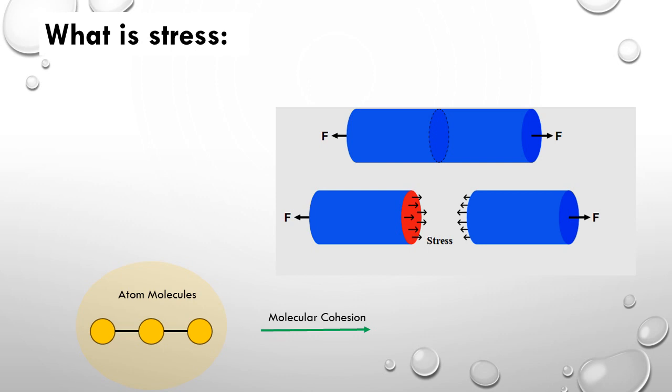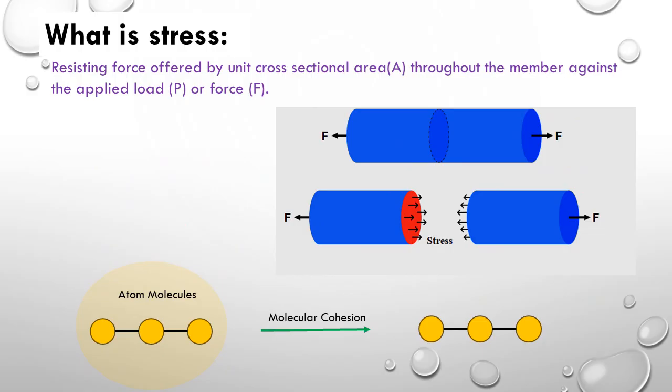But have you ever wondered how this resisting force comes from the body? The answer is through the cohesion between the molecules bonding in the cross-sectional area. Hence, stress is defined as the resisting force offered by the unit cross-sectional area against the applied load. We will see a detailed explanation about this in the upcoming videos.